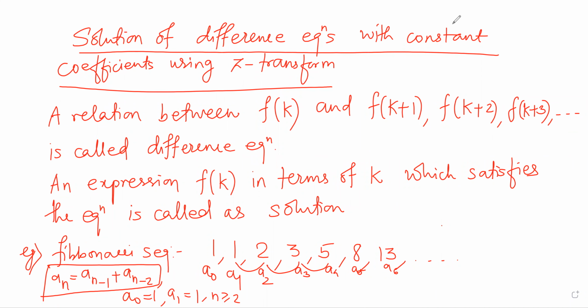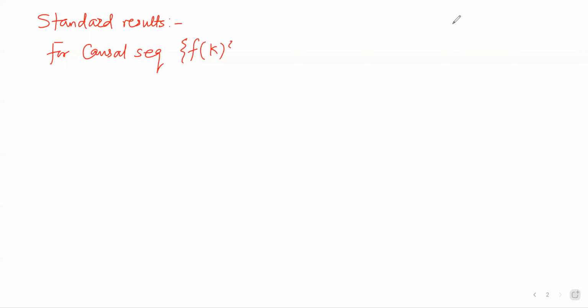So the standard results which we are going to use here, and we are taking always for causal sequence only. So for causal sequence f of k, for k positive, the Z transform on f of k is nothing but F of z, correct?